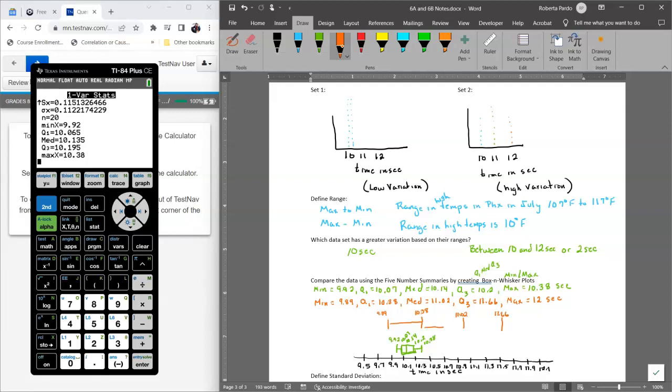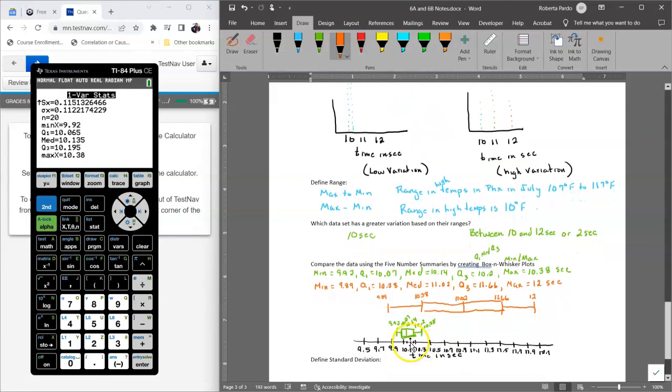So now we have our box. And then the whisker ends at 12, which is approximately right there. Notice how this is much more spread out. So this has high variation because it's spread out. So you have a very long box and whisker plot as compared to the shorter box and whisker plot for the first set of times.